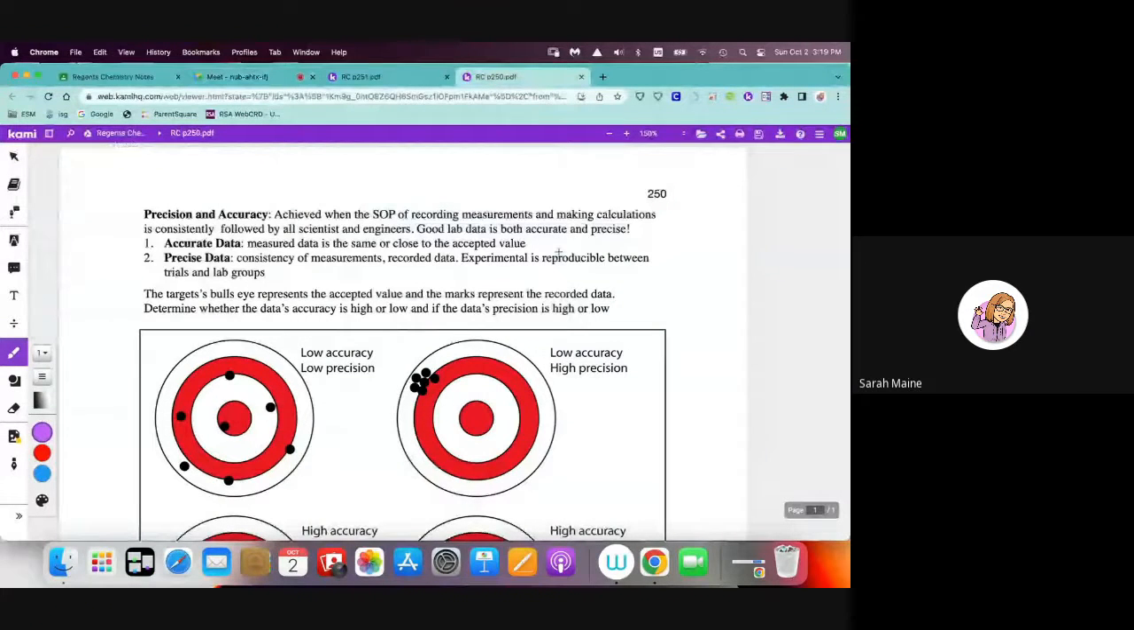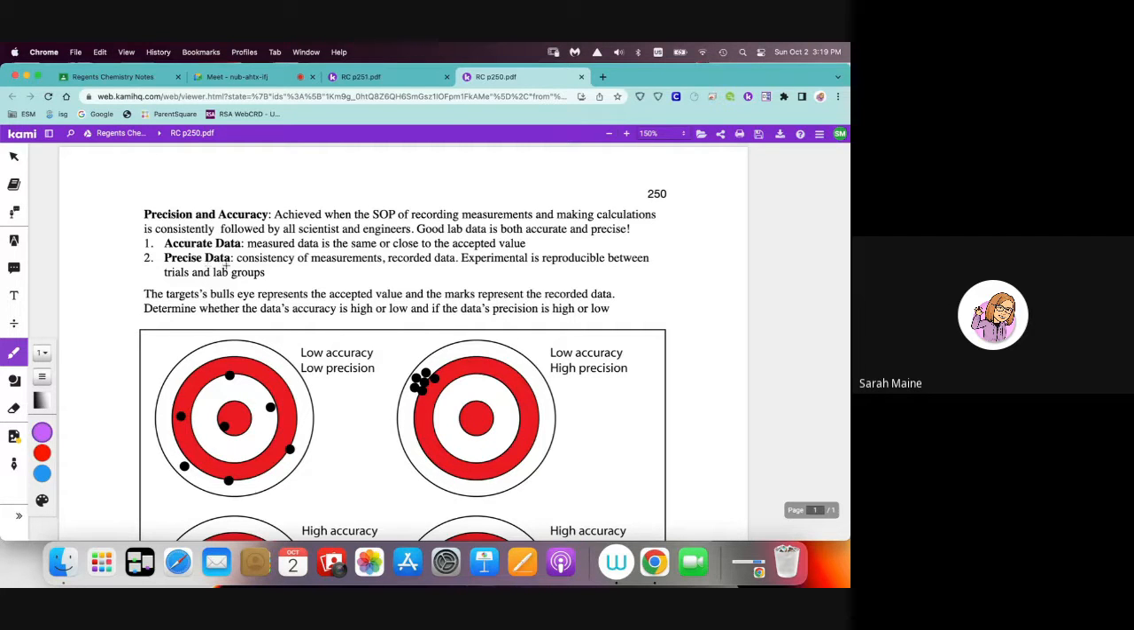So we are looking at note page 250 to 251, looking at the precision and accuracy of our data. In the realms of science, the terms precision and accuracy reflect different ideas about data that is collected. Accurate data is when your data, or my measured data, is the same or close to the accepted value that scientists had established a long time ago.